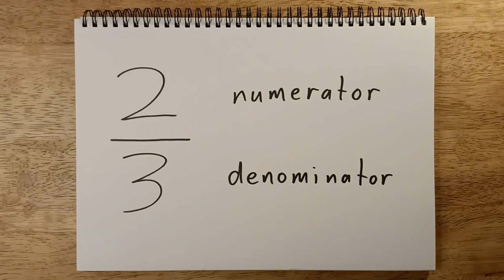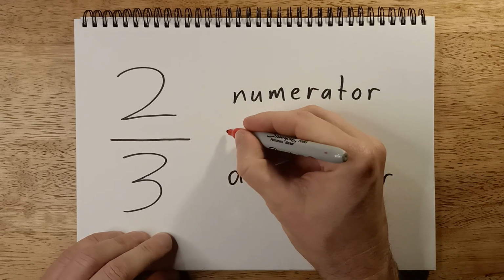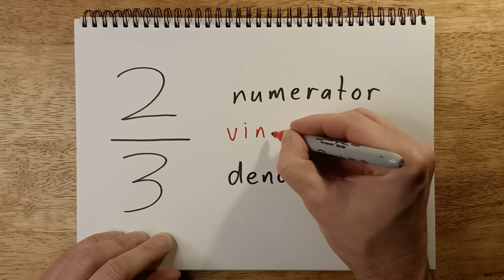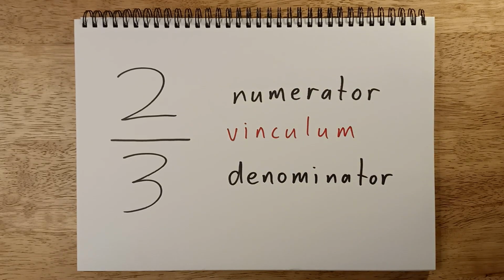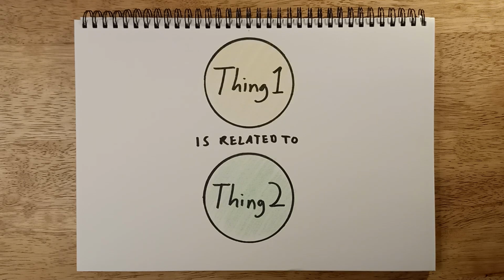To make things more confusing, the parts of a fraction have difficult names. The numerator, the denominator, the vinculum. Yes, the line between the numbers has a name. It means bond of union. But let's just think of them as the top number and the bottom number for now. If you think of a fraction as one thing, one number, it can be confusing.